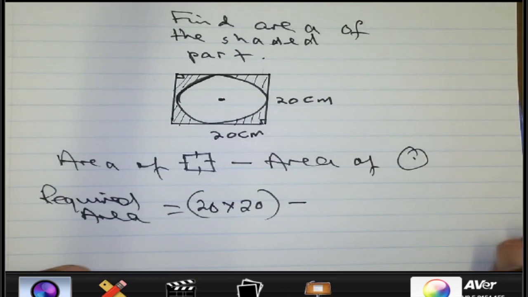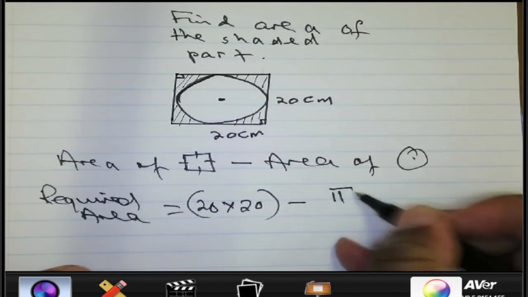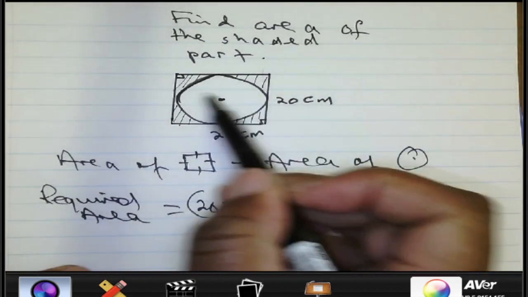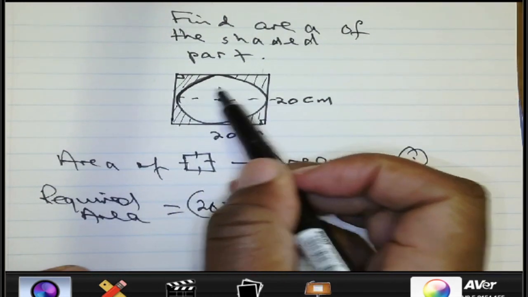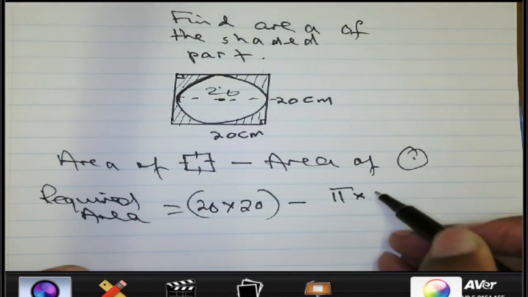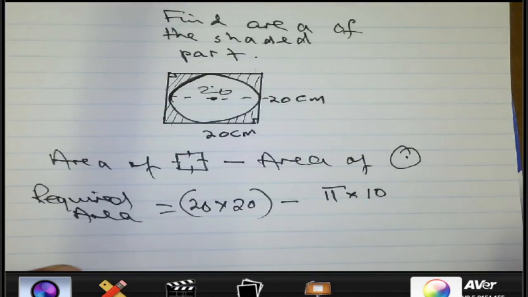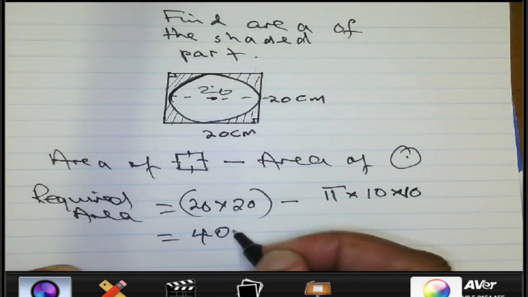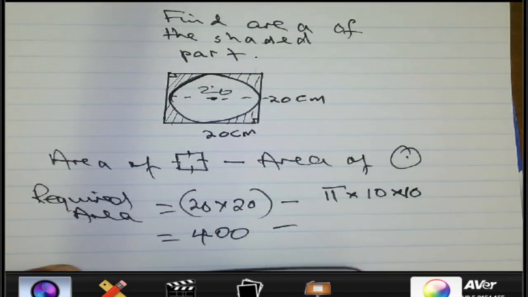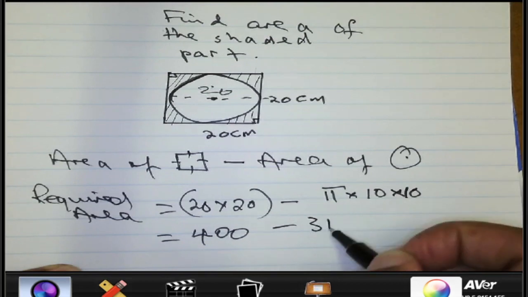Area of a circle, we said, is pi r squared, right? So it's pi multiplied by the radius. Now, what is the radius? Because the diameter of that thing is equal to 20, right? So the radius should be 10. So 10 should be squared. Remember the formula, it's pi r squared. That should be 400, right? Are you getting 314,16?